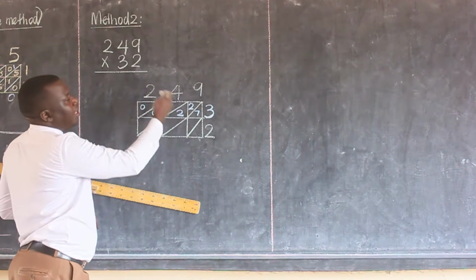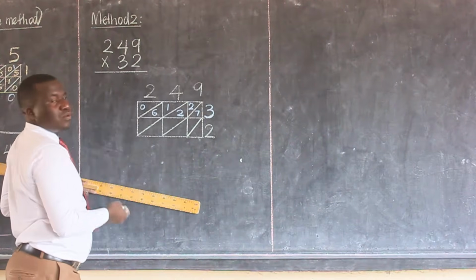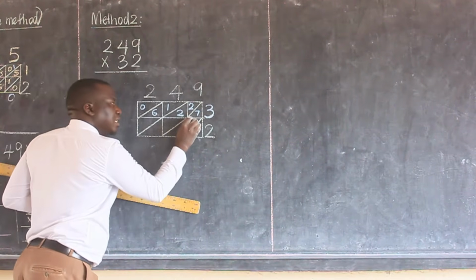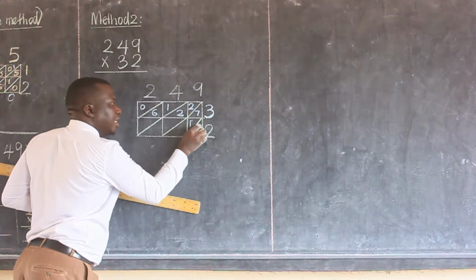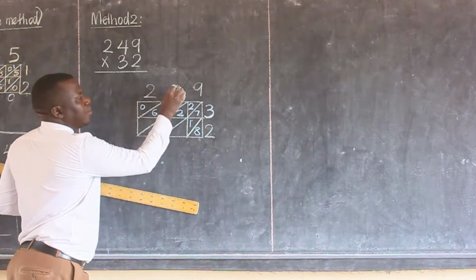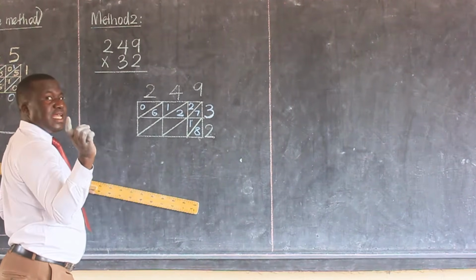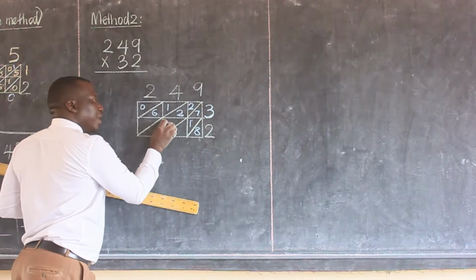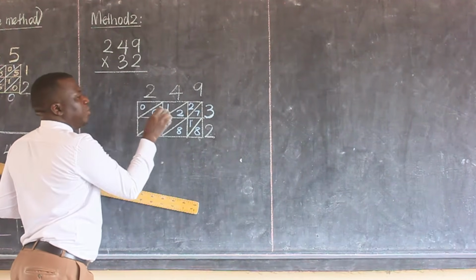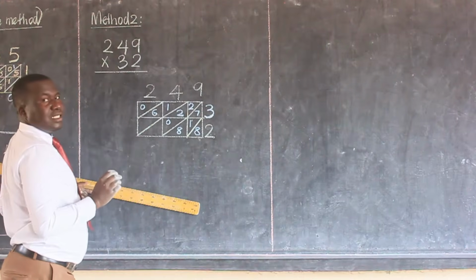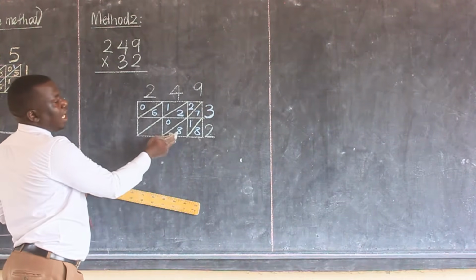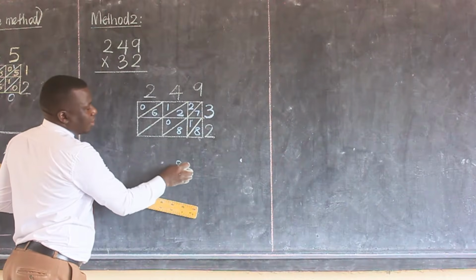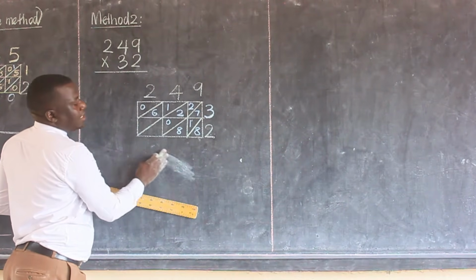Now you come and multiply 249 by 2. So 2 times 9, you get 18. 2 times 4, you get 8. So we need 2 digits. So we shall write 08. Beginning with a 0 does not affect the answer. It does not change the answer, but ending with 0, when you write 8, then you write 0, it means the answer has changed. Okay?